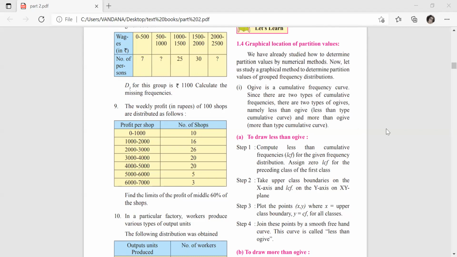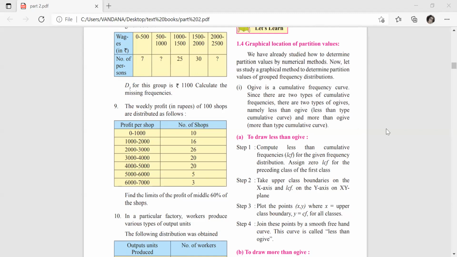The weekly profit in rupees of 100 shops are distributed. Find the limits of profit of the middle 60% of the shops. Middle 60% means you want those values in between, the middle 60%, should lie.